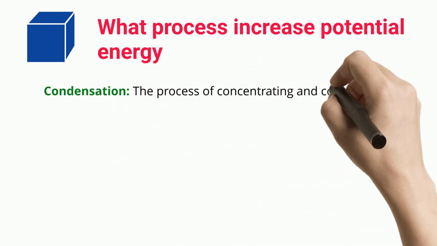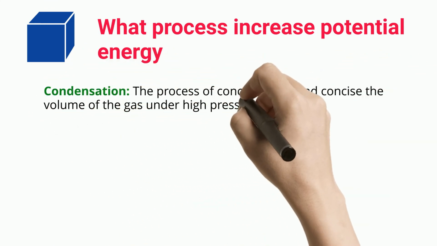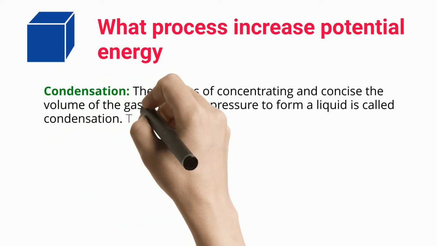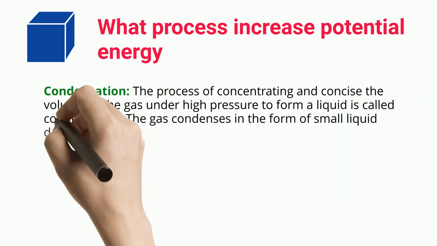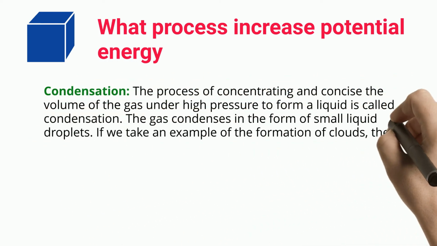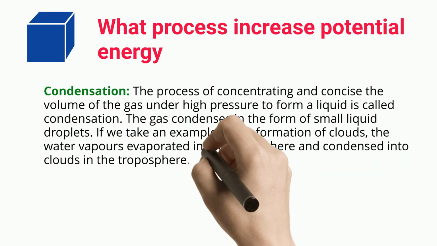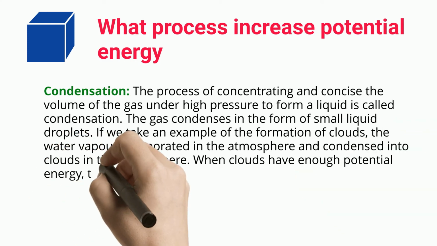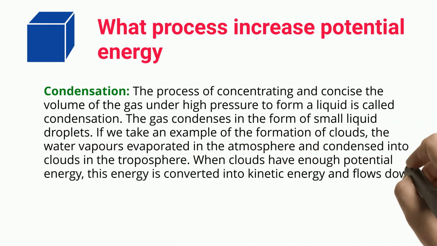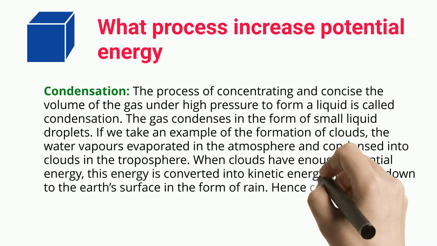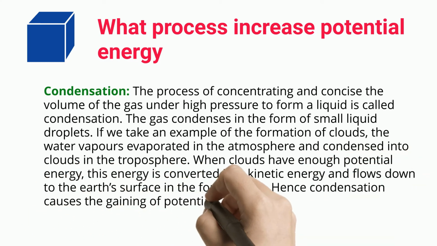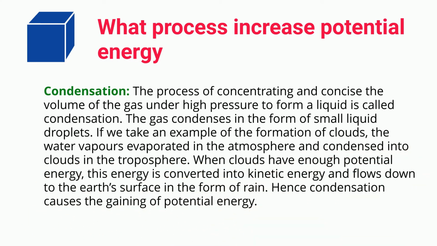Condensation. The process of concentrating and reducing the volume of a gas under high pressure to form a liquid is called condensation. The gas condenses in the form of small liquid droplets. If we take the example of the formation of clouds, the water vapors evaporated in the atmosphere condense into clouds in the troposphere. When clouds have enough potential energy, this energy is converted into kinetic energy and flows down to the Earth's surface in the form of rain. Hence, condensation causes the gaining of potential energy.